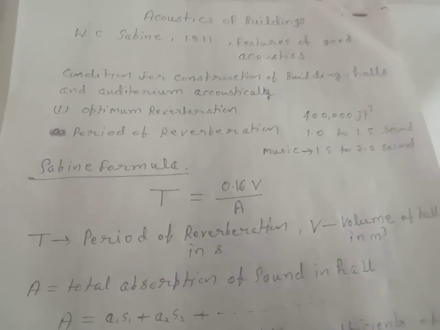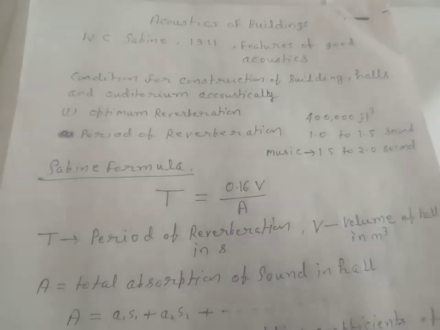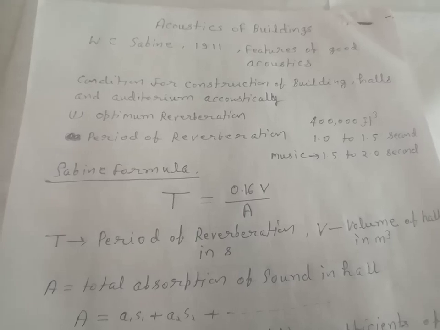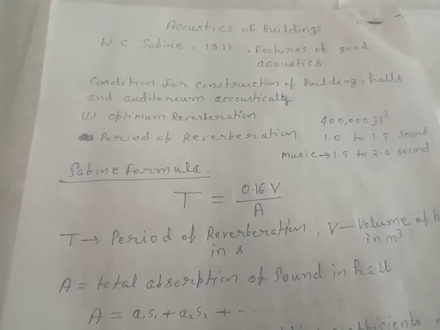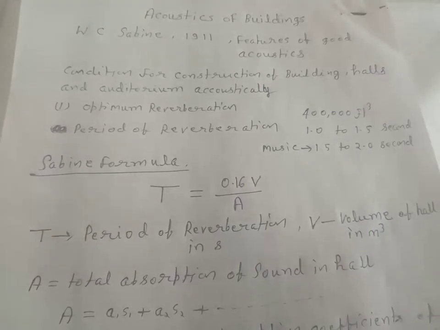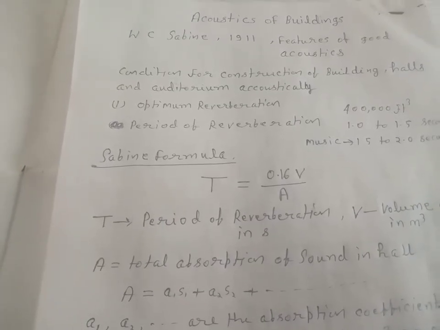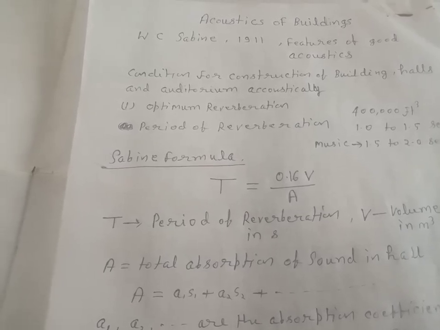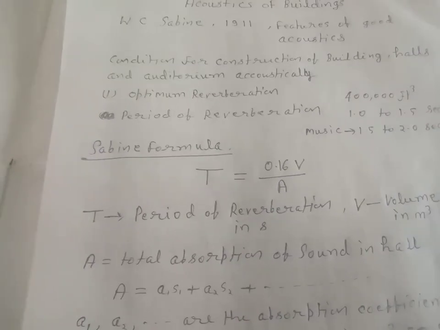Now Sabine's formula is given by T equals 0.16 V by A, where T is the period of reverberation in seconds and V is the volume of the hall in meter cube, and A is the total absorption of sound in the hall and is given by A equals a1 S1 plus a2 S2 plus a3 S3 plus and so on.